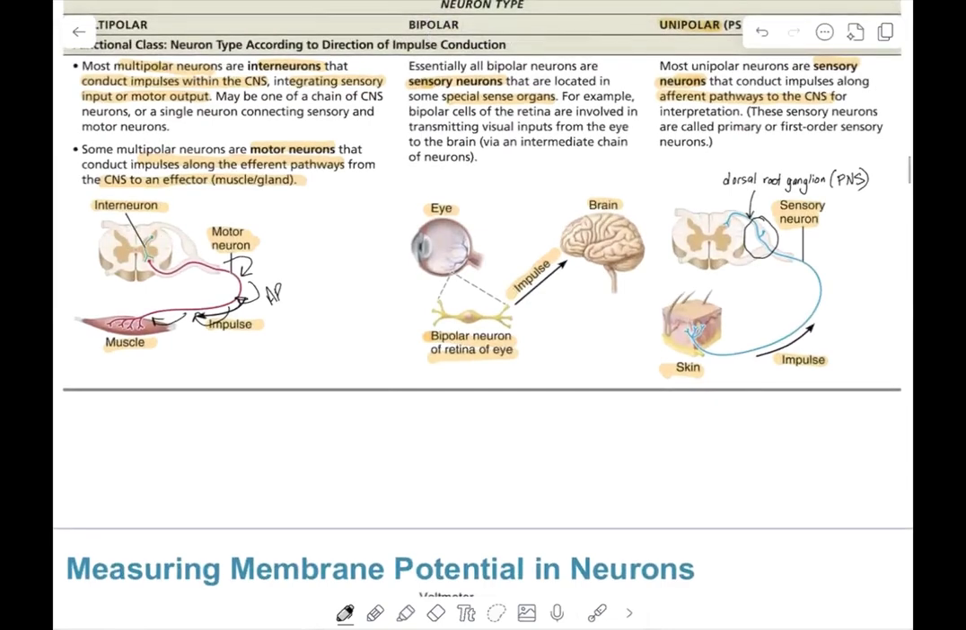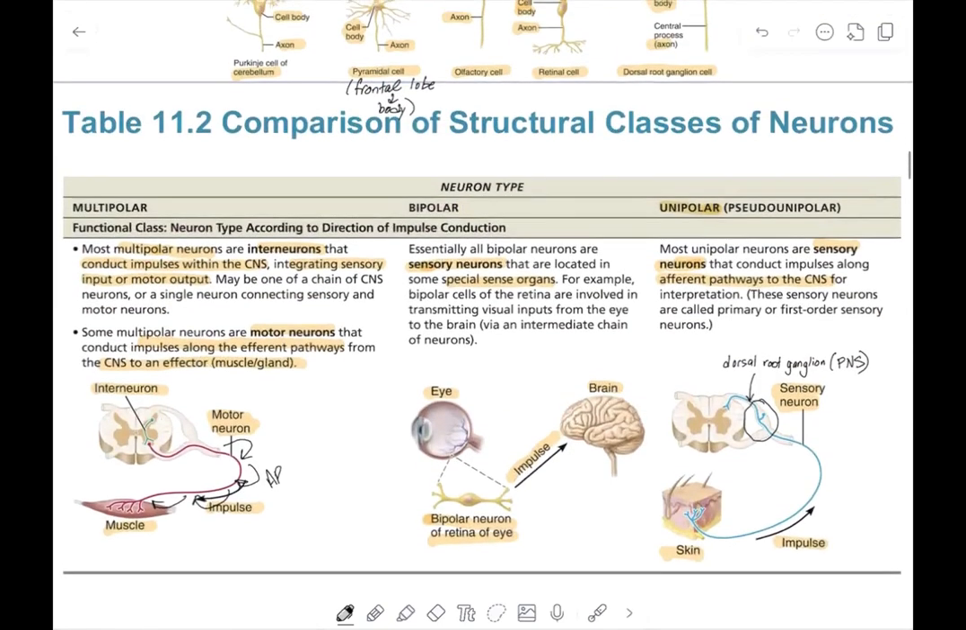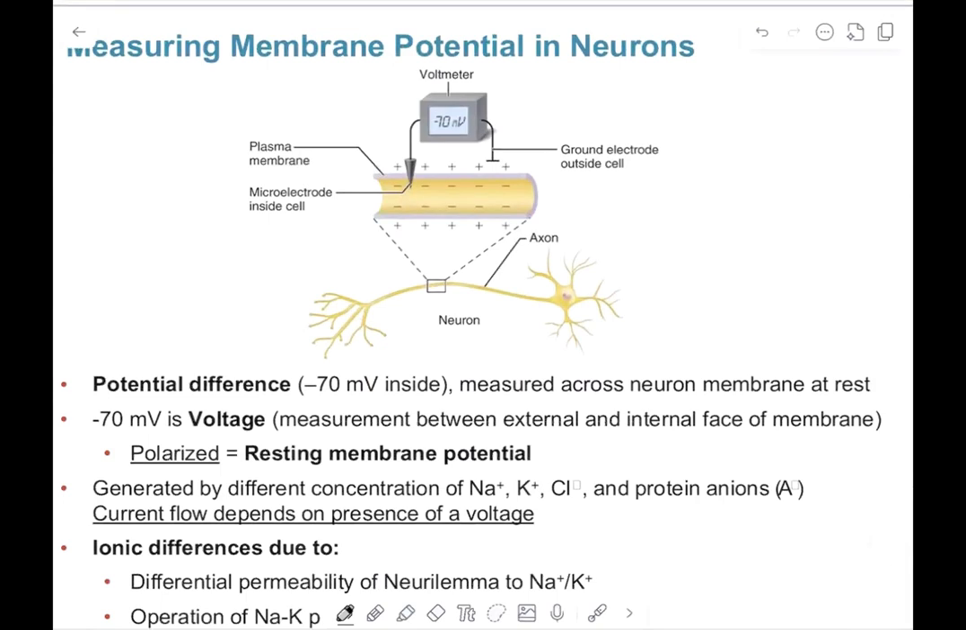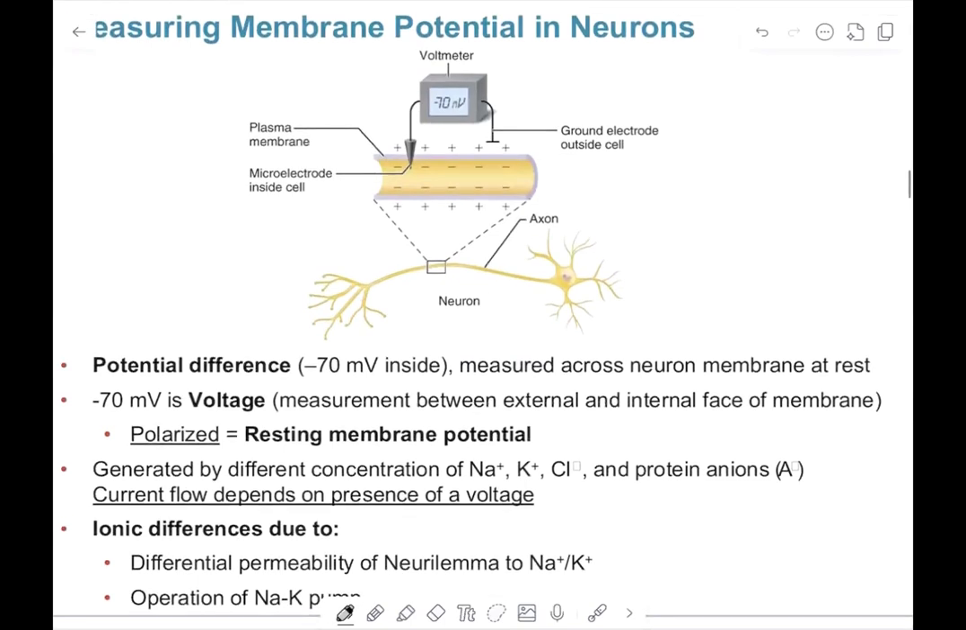So we're going to start out talking about the resting membrane potential before we get to graded potentials and action potentials. When they first made the discovery, they made this discovery on a squid, which has a super long axon. So what they did was they put a microelectrode inside the cell connected to a voltmeter.